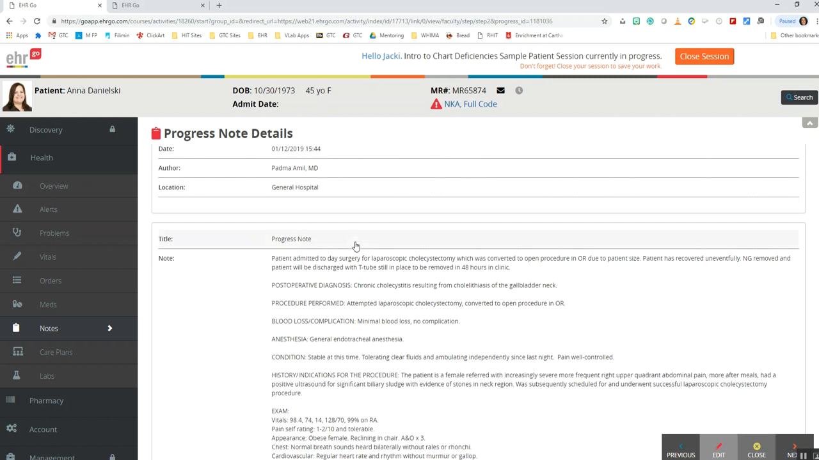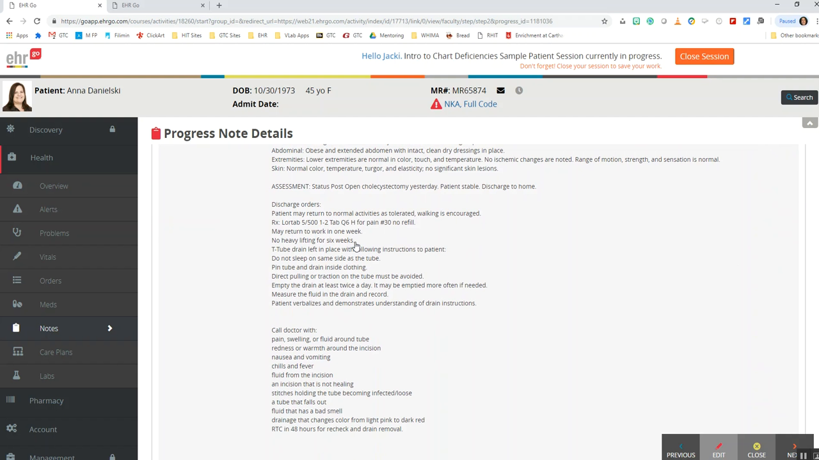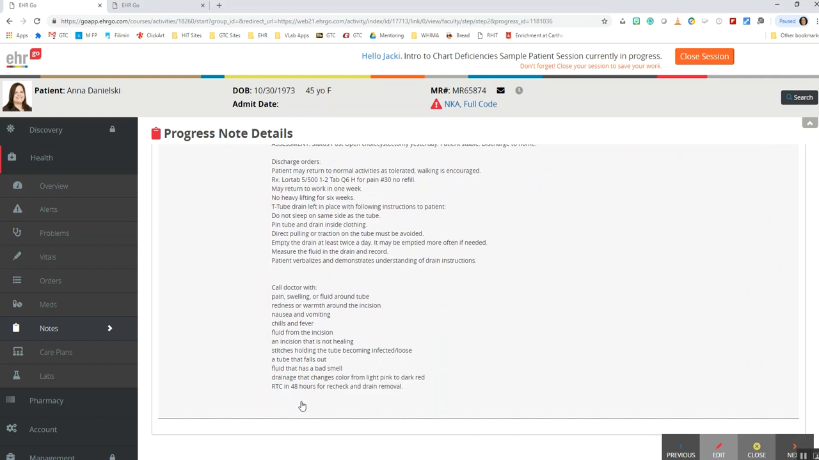Here's a progress note from the physician. And we're going to scroll through and see what we have here. One problem with our discharge progress note, there's no signature. So we would mark this as deficient, put the doctor's name in there, no signature. Physician history and physical.